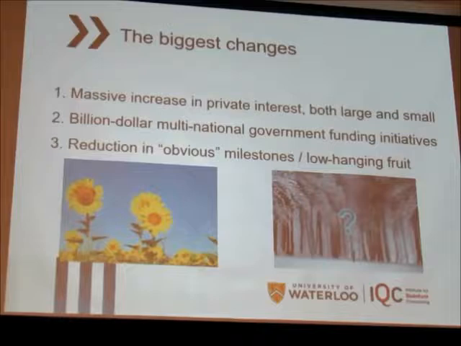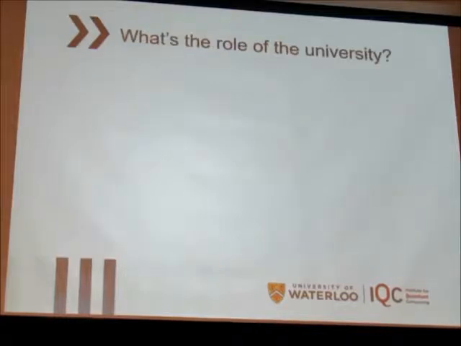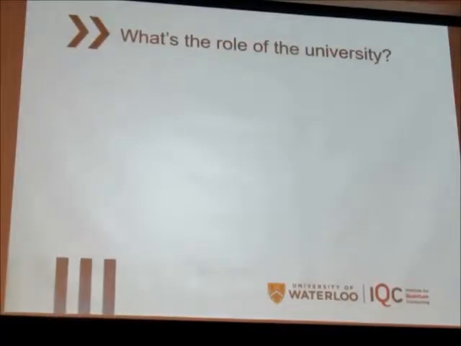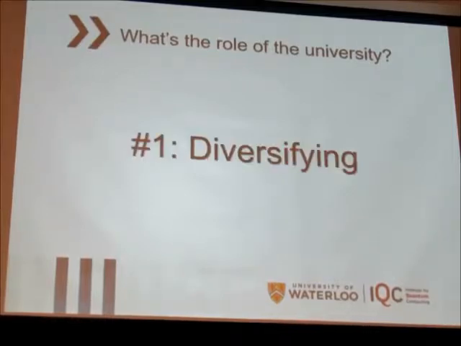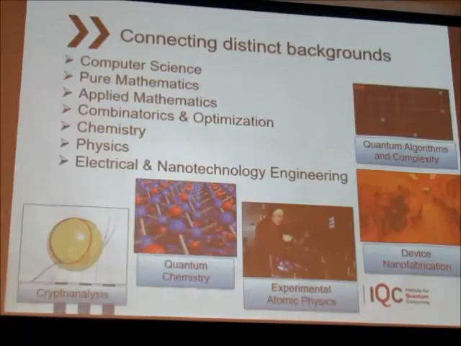So in all this, and especially when we're talking about avoiding this quantum winter, what's the role of the university? What role can a university institute, a public institute, like for example the Institute for Quantum Computing, or just the University of Waterloo, universities around the world, what role do they play? So I want to highlight two specific things. The first one, diversification. Okay, what do I mean by that?